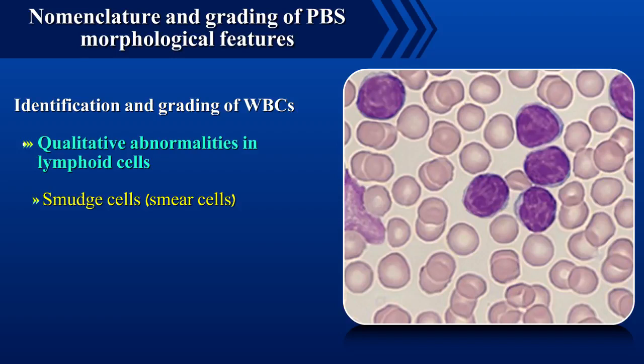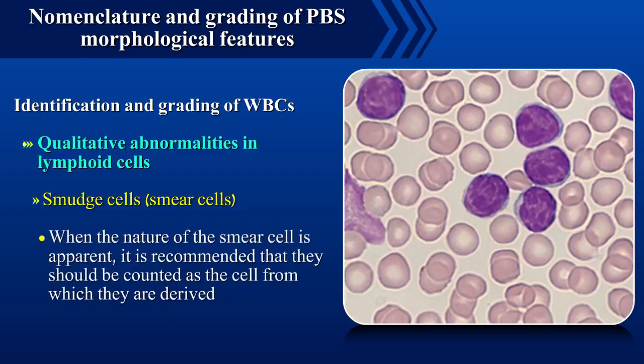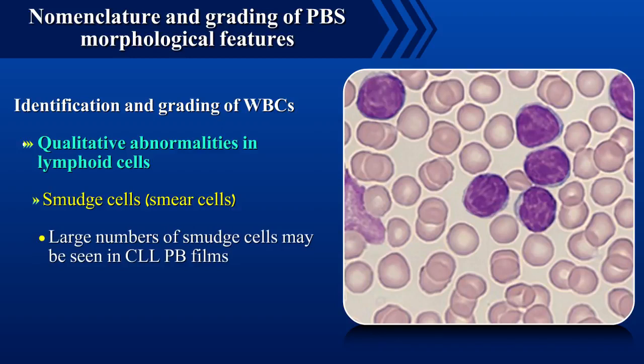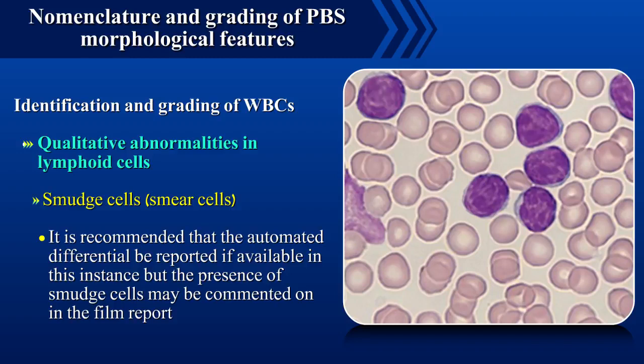Smudge cells or smear cells result from shearing forces on the cells during the spreading of blood films. They are the disrupted nuclei of fragile cells. When the nature of the smear cell is apparent, it is recommended that they should be counted as the cell from which they are derived. Large numbers of smudge cells may be seen in CLL peripheral blood films. It is recommended that the automated differential be reported if available in this instance, but the presence of smudge cells may be commented on in the film report.